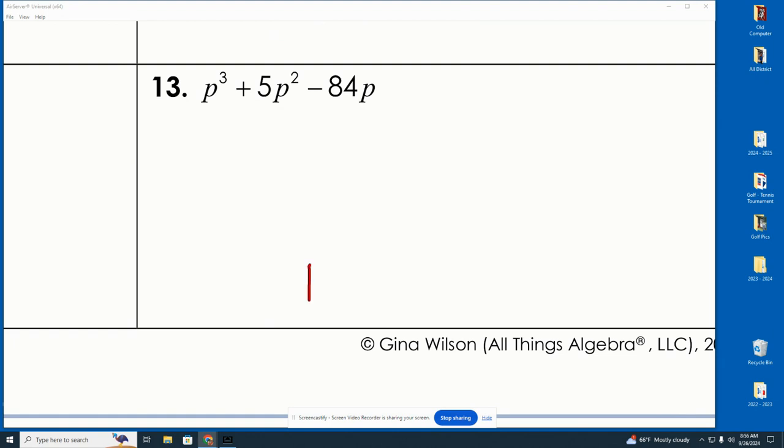It had a GCF, P, and it factored down to P plus 12 times P minus 7. We good with that? Nobody needs that one done. Okay, let's flip over to the back.